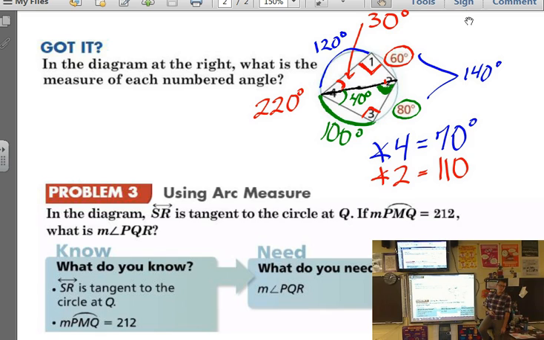I could have also just used the diameter. You could have also just used the diameter, Mr. Hudson. Yeah. If I have a diameter drawn, I was hoping somebody would get to that point. But if this diameter is drawn, I know that this arc is 180. And if I know part of it, I can solve the rest.